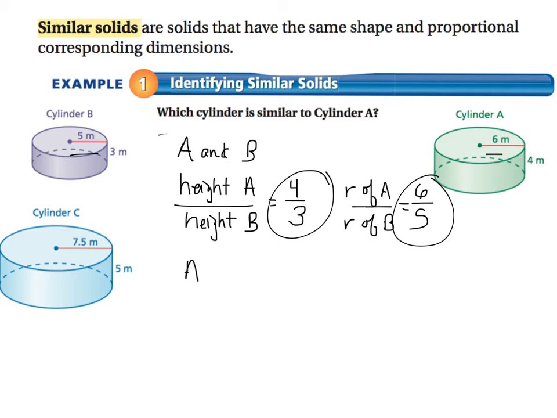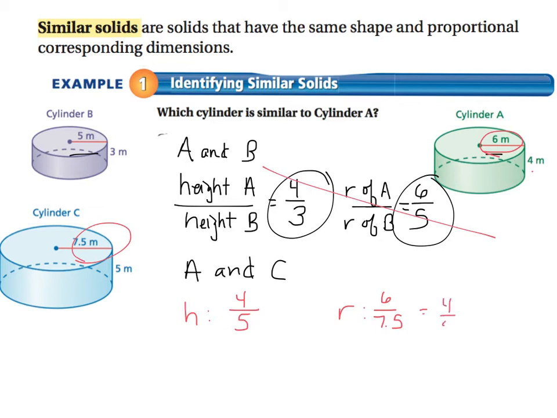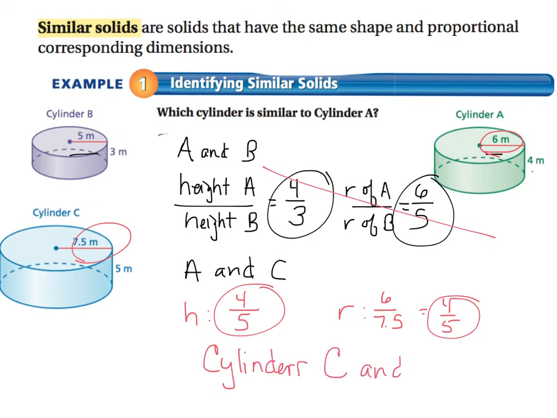So let's look at cylinder A and C. So this was not proportional. So let's just look at height. The ratio of A to C, the height would be 4 to 5. The radius of A to C, 6 to 7.5. Well, divided by 7.5 would simplify into 4/5. So 4/5 and 4/5, that is correct. So cylinders C and A are similar.